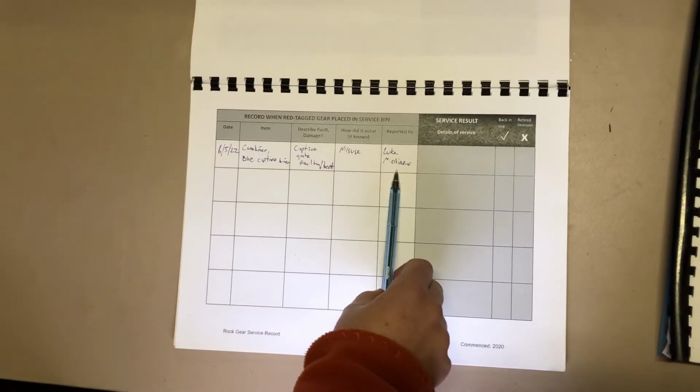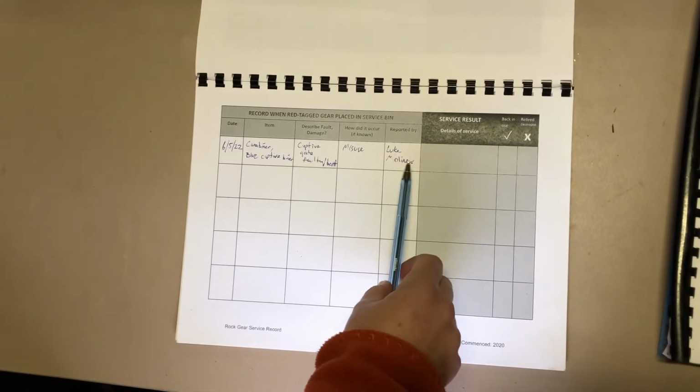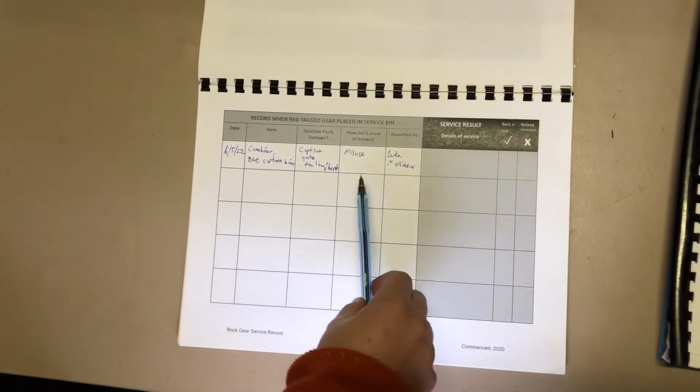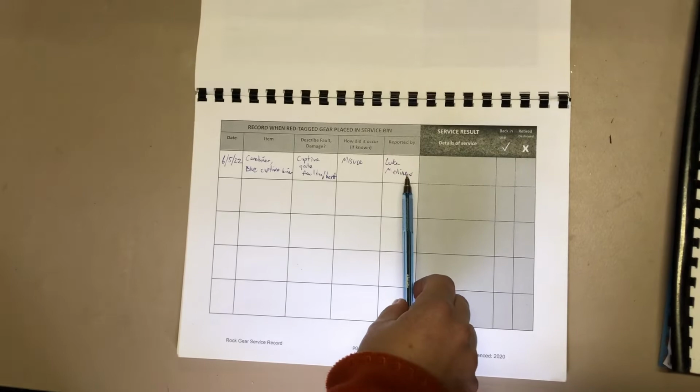We're going to write down who reported the issue. In this case, this was reported by Luke. Once we actually have done the service, so at this point the gear would be placed in the service box and would be kept out of service until it was inspected.